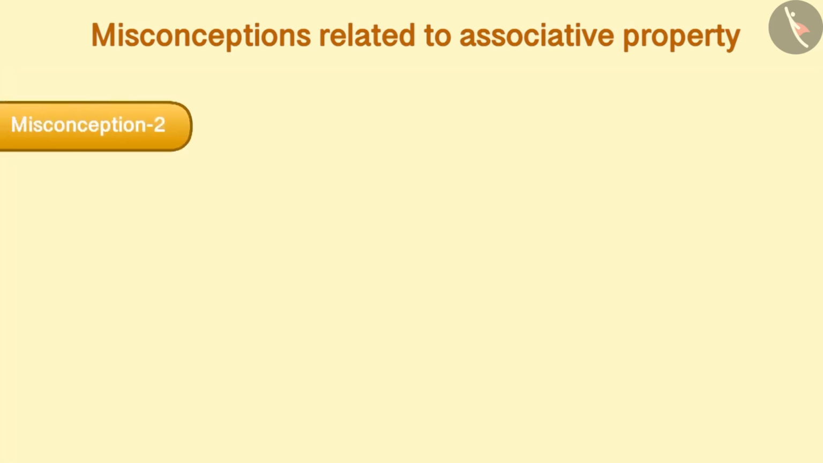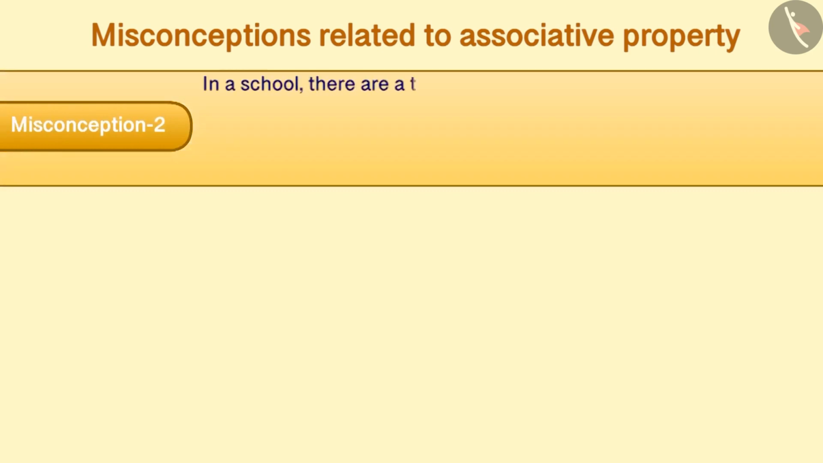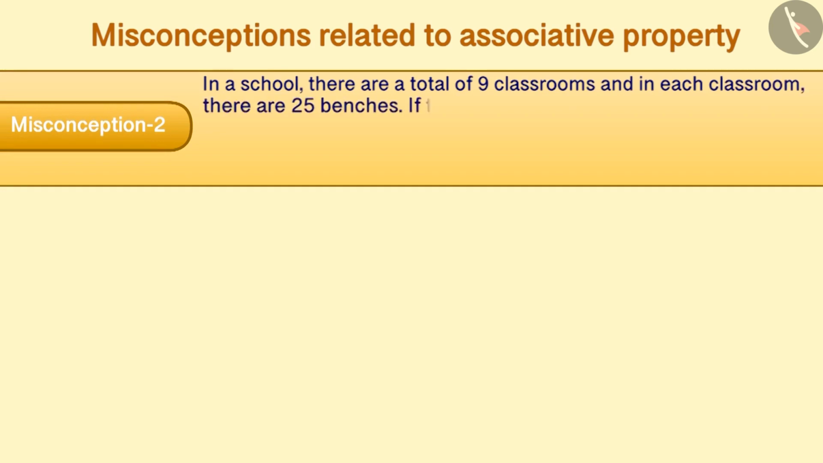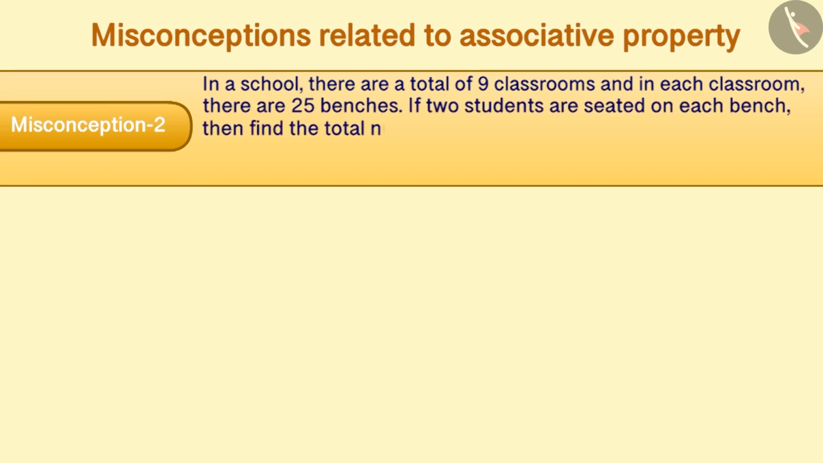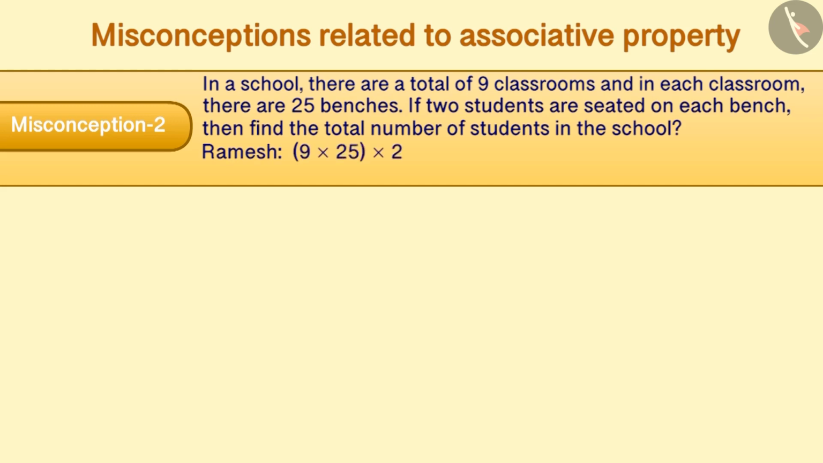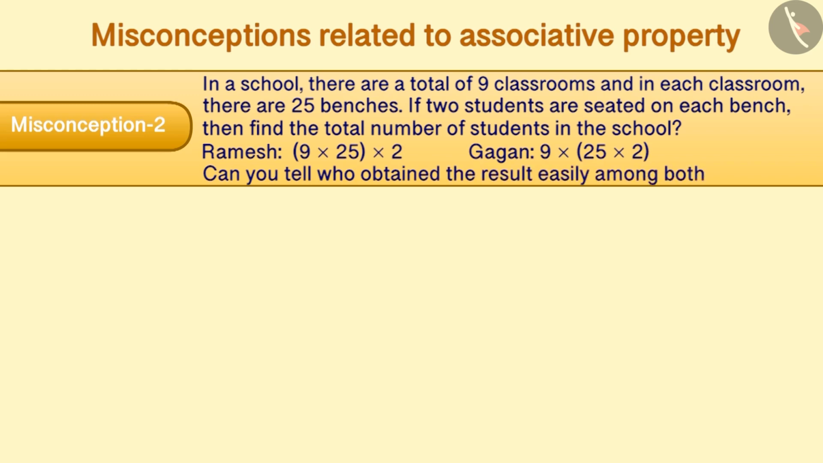Misconception 2. In a school, there are a total of 9 classrooms, and in each classroom there are 25 benches. If 2 students are seated on each bench, then find the total number of students in the school. Ramesh solved this question as (9 × 25) × 2, and Gagan solved this question as 9 × (25 × 2). Can you tell who obtained the result easily among both of them?